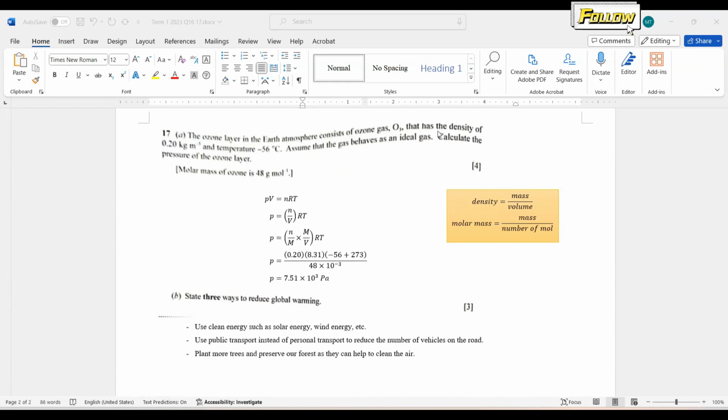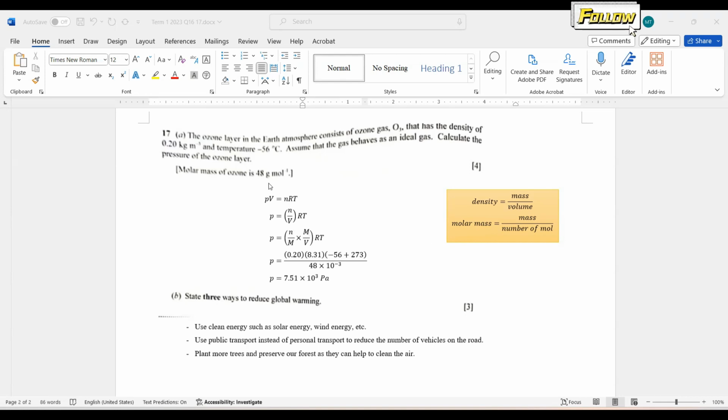So when we talk about the ideal gas, we always talk about the ideal gas equation, PV equals nRT. Before that, we are given the molar mass and also the density. So you will need to review the formula for the density, which is mass over volume, and the formula for the molar mass, which is the mass divided by the number of moles. From the equation PV equals nRT, we have the pressure equal to n over V times RT. And we could split the n over V as n over m multiplied by m over V. Here you could see that the reciprocal of n over m is the mass divided by the number of moles, which is the molar mass, and mass over volume is the density.